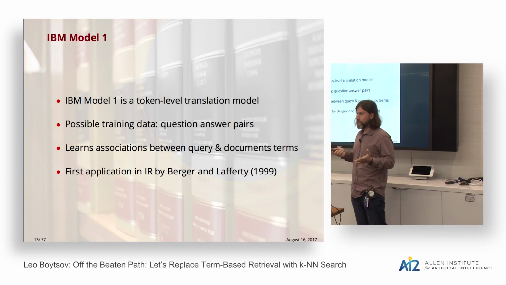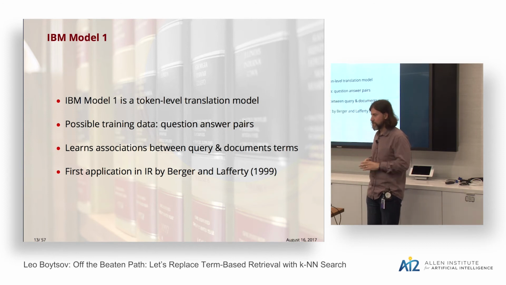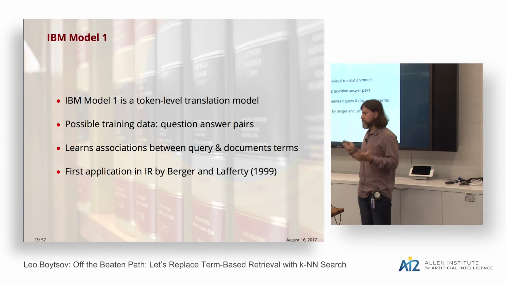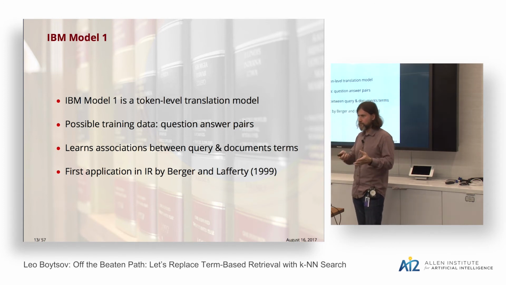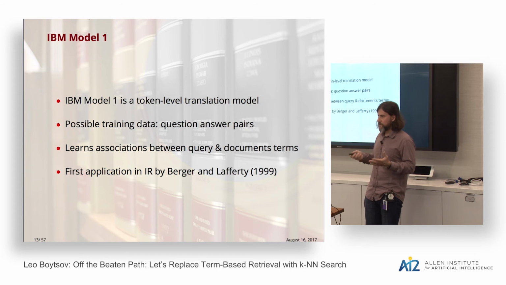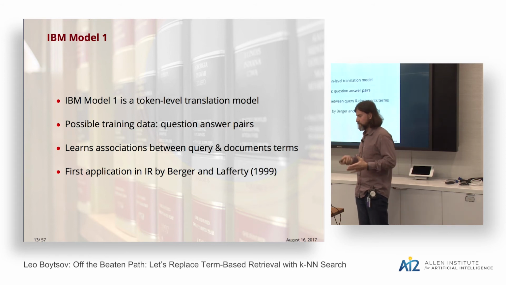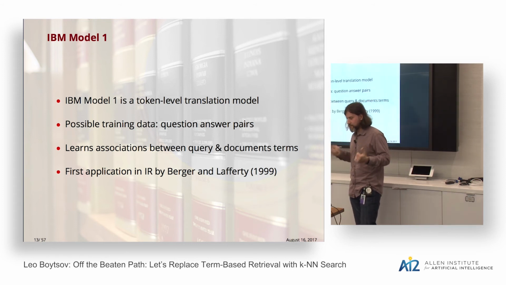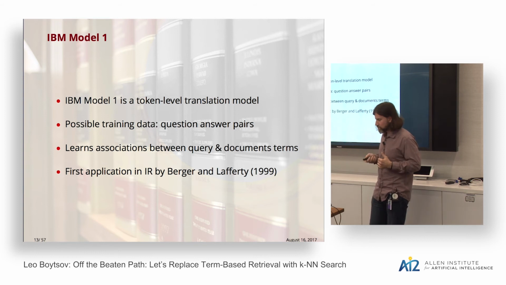Similar to Berger-Lafferty, who pioneered this approach in IR, we use Model 1 to quantify the strength of association between query terms and terms from respective relevant documents. So we basically aim to find some sort of synonymy.